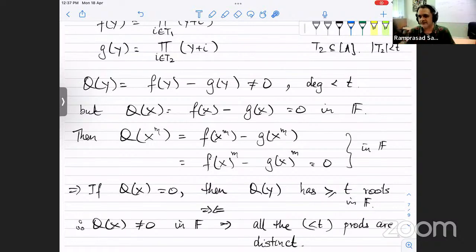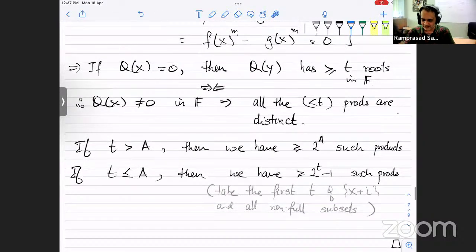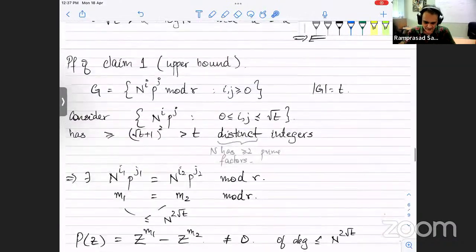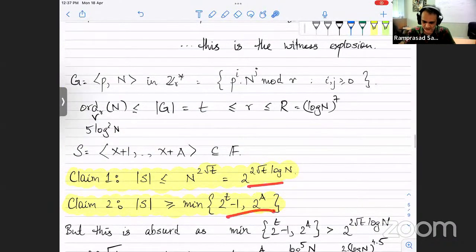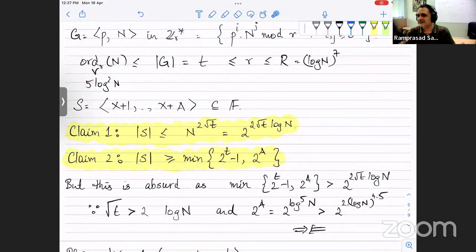are all distinct. And now you basically say that there are certainly at least min of this many things that you have generated in the process. And that completes both the upper bound and the lower bound. And we know that the upper bound and lower bound together is absurd.